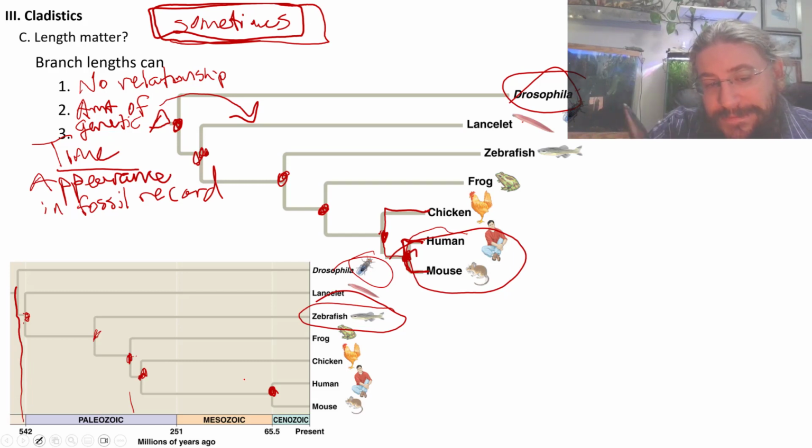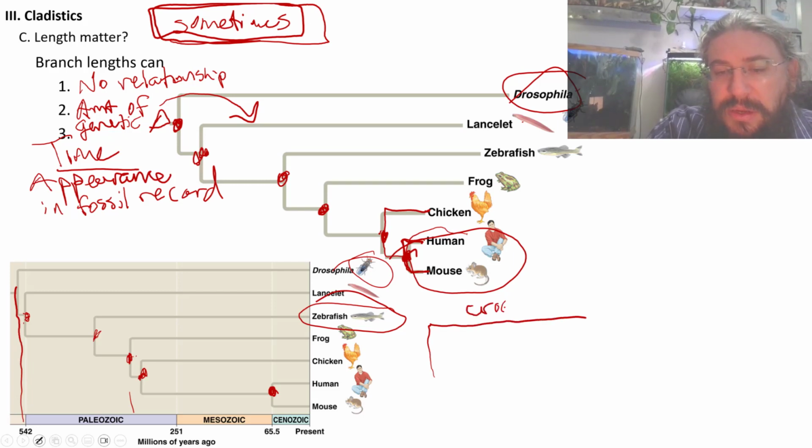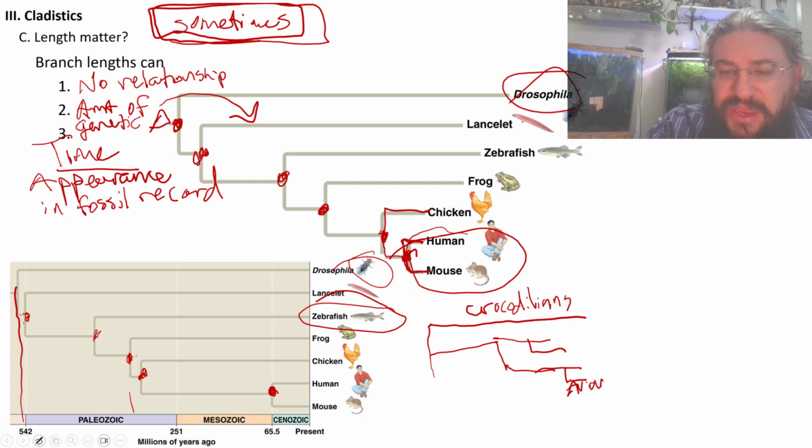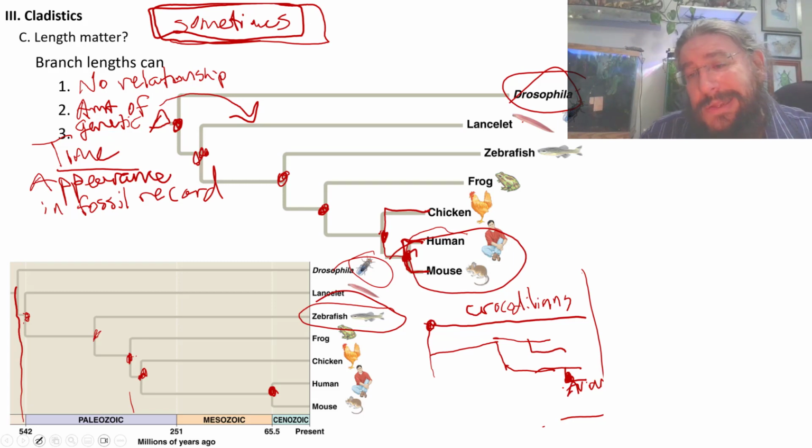However, it is worth noting a cladogram that has time does not necessarily indicate genetic relationships, right? You could have things that are very closely related, but that appeared very far back in the fossil record. You could have crocodilians appearing way back here, and then you have all these branches and more branches, and then you get the avian dinosaurs. The avian dinosaurs are much closer to the present than the appearance of crocodilians, but they are very closely related because they're all archosaurs, a monophyletic grouping. Clade Archosauria.